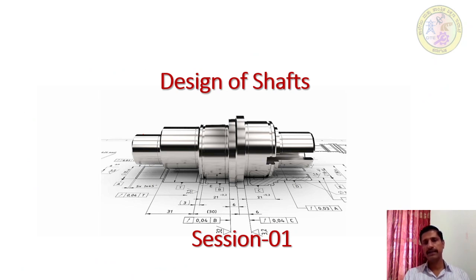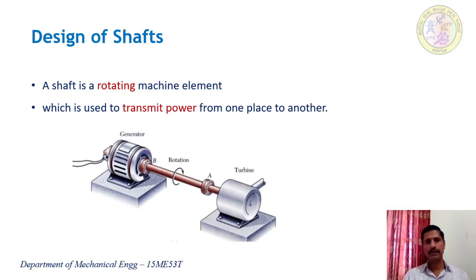Let's start with the design of shafts. First, we are going to learn about what a shaft is. As we know, a shaft is a rotating machine element which is used to transmit power from one place to another place.